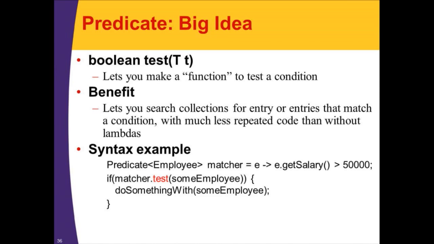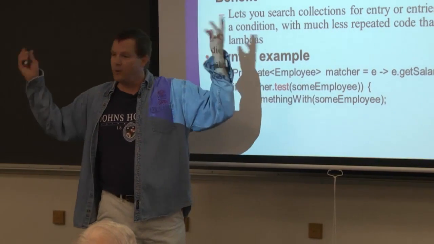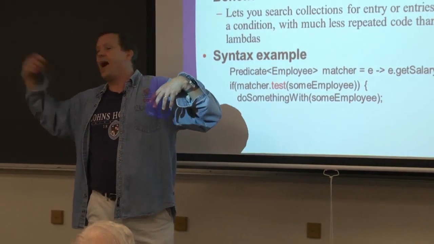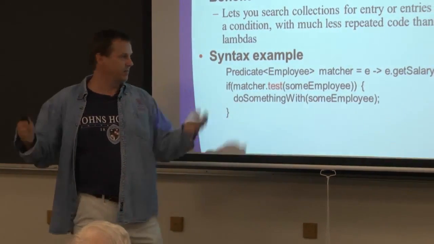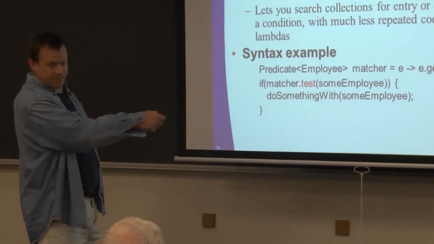So it's called Predicate, and you use a generic type. That means you basically have a function called test that takes an employee in and returns a boolean. It says yes or no about some employee. Was this employee hired before a certain date? Does this employee have a certain salary or something like this? And the method is called test.